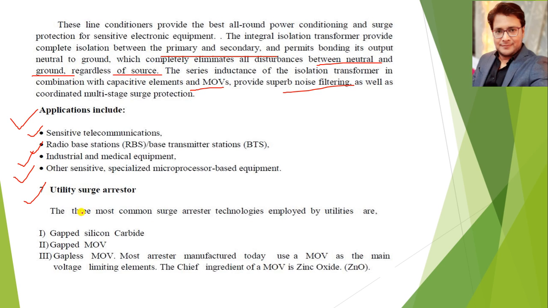Utility surge arrestor. The three most common surge arrester technologies employed by utilities are gapped silicon carbide, gapped MOV, gapless MOV. Most arrestors manufactured today use a MOV as the main voltage limiting element. The chief ingredient of MOV is zinc oxide, ZnO.